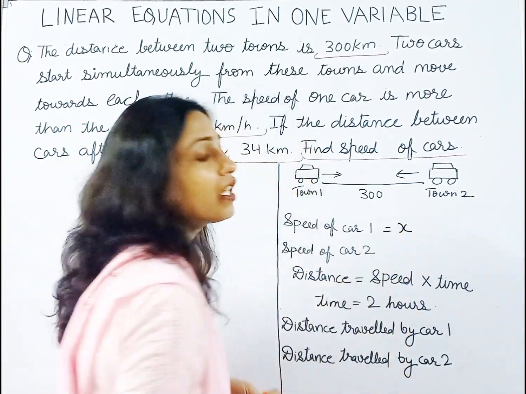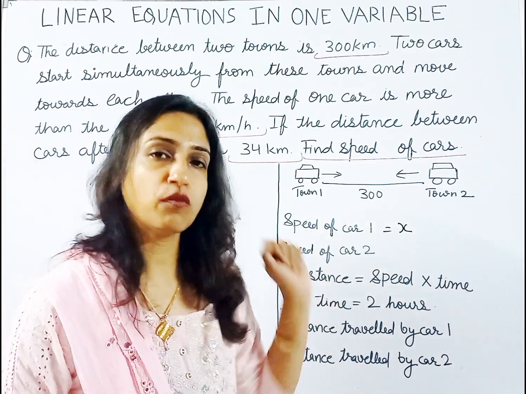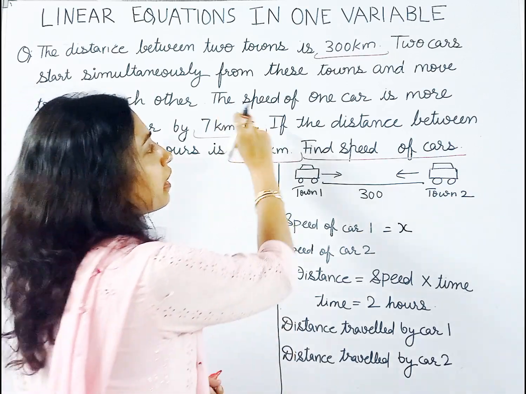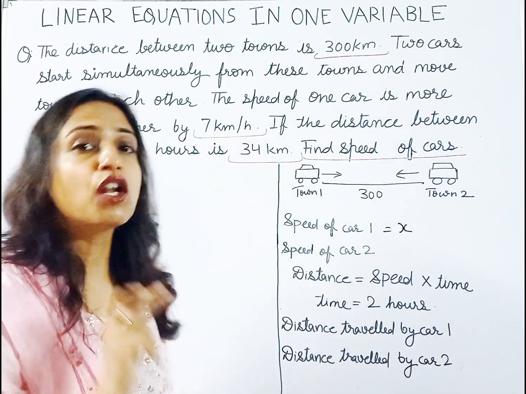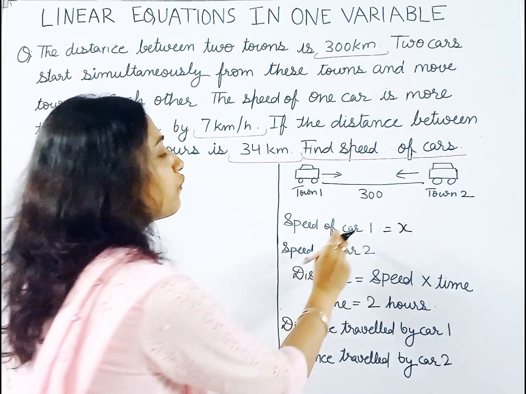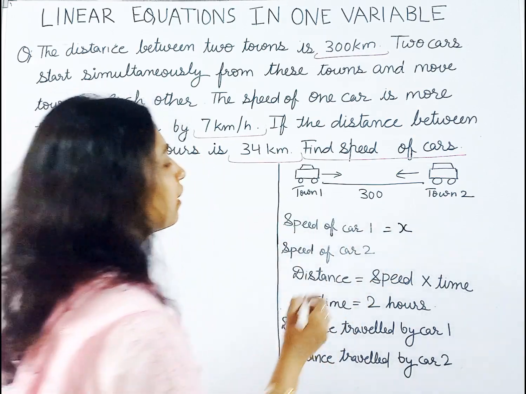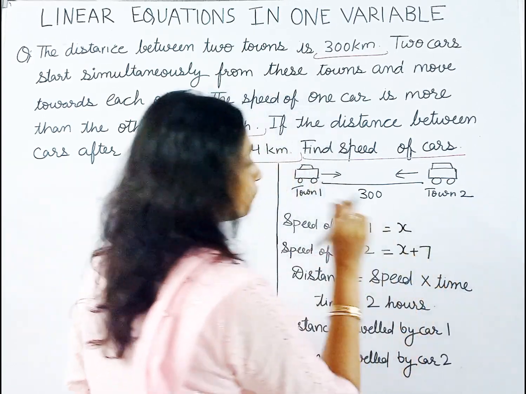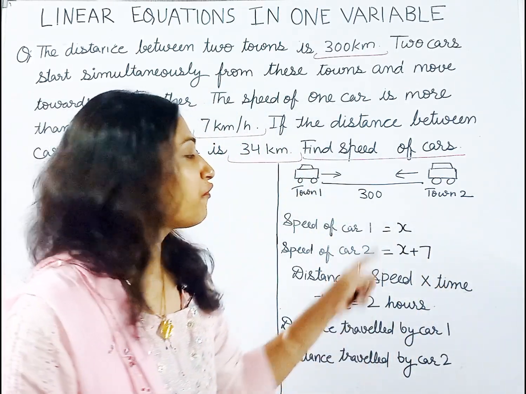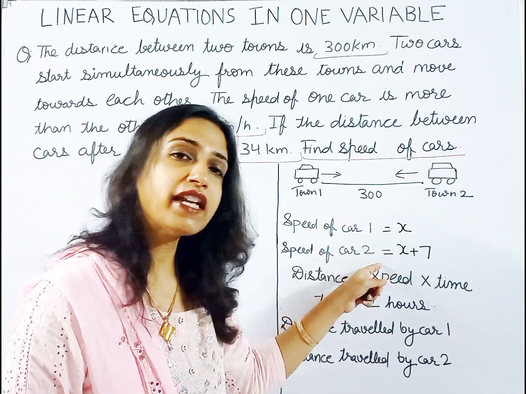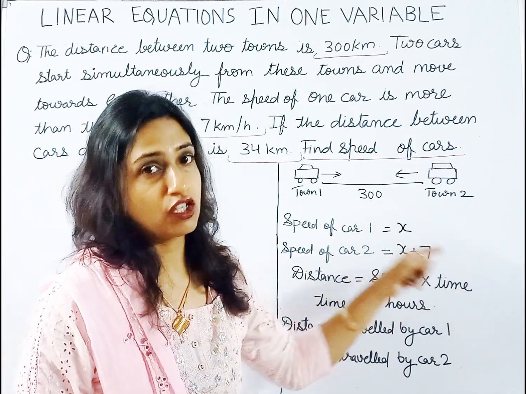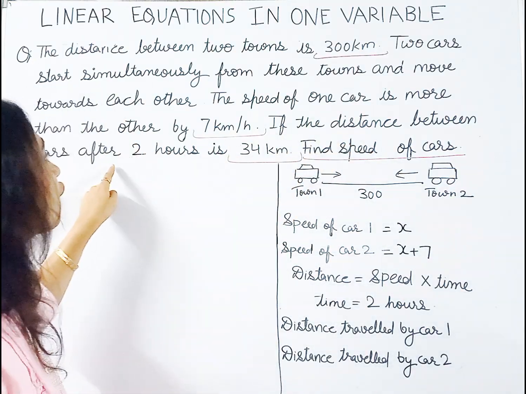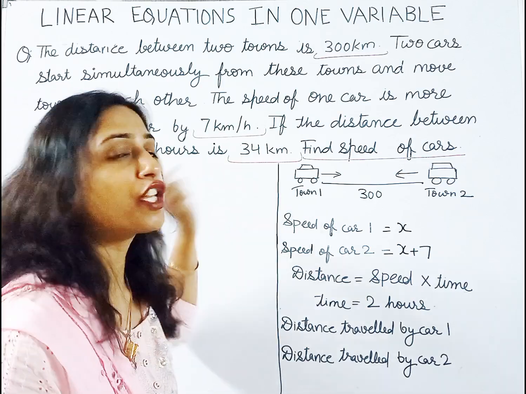We will suppose that the speed of the first car is x kilometers per hour. It is given that the speed of one car is more than the other by 7 kilometers per hour. So if the speed of the first car is x, then the speed of the second car becomes x plus 7. Now we are given that the distance between the cars after 2 hours is 34 kilometers.